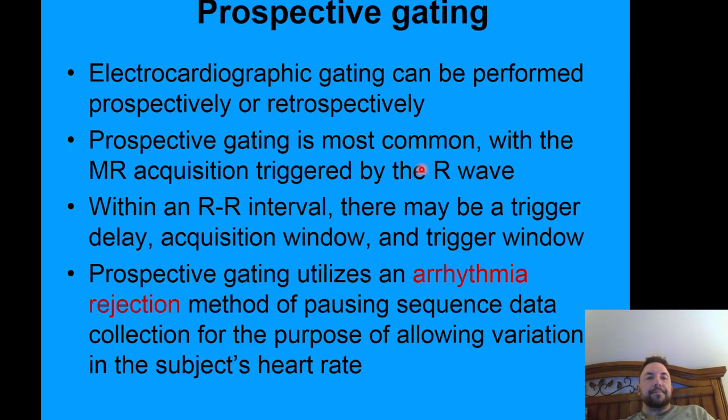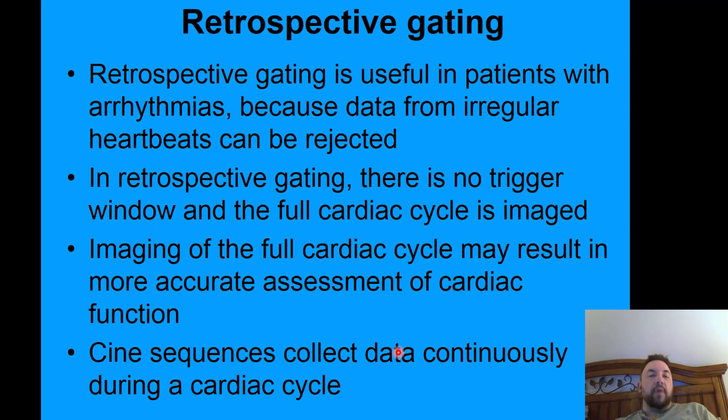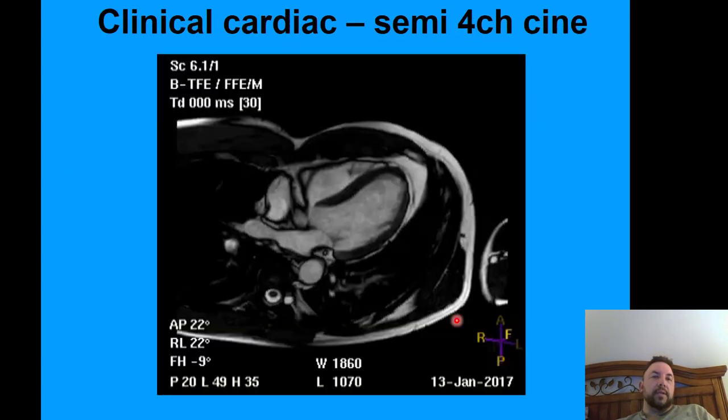So let's take a look at that. Prospective gating utilizes that AR or arrhythmia rejection of pausing the sequence data to allow variations in the subject heart rate. Prospective gating is most common because it's triggered by the heart rate. Retrospective gating is useful in patients with arrhythmias because data from the irregular heartbeats can be rejected. There's no trigger window and the full cardiac cycle is imaged. Imaging of the full cardiac cycle may result in more accurate assessment of cardiac function. Cine sequences collect data continuously during a cardiac cycle.